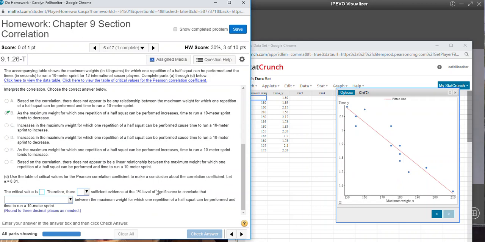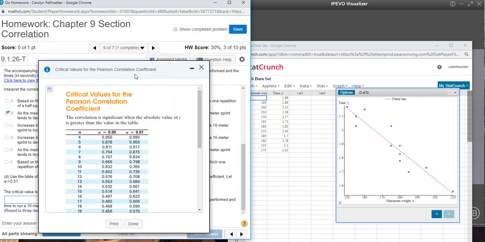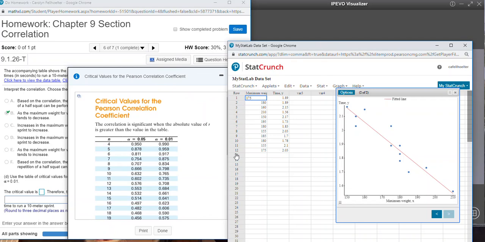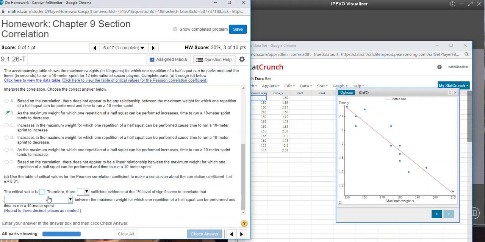So the next part is to find the critical value, and that comes from the chart here. And we need to see how many pairs of data that we have. There's 12 pairs of data, and the significance level is 0.01. So 12 pairs of data, 0.01. The critical value is 0.708.